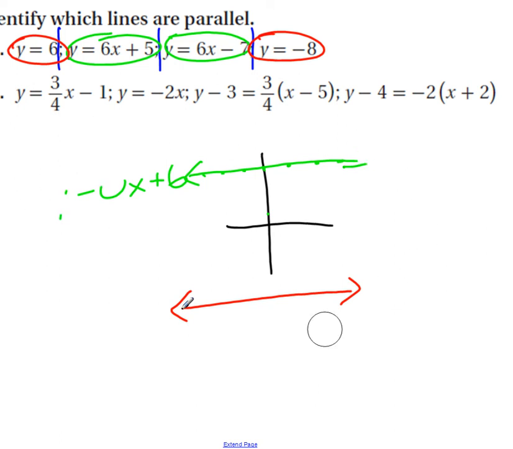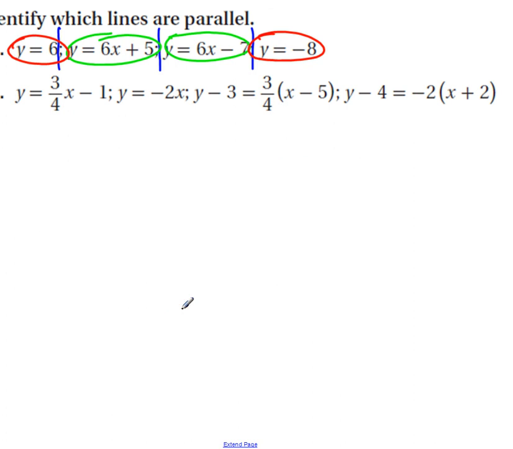All right. This second one is a little bit more involved. What do we notice is different about these ones? They have parentheses in them. So if there's still parentheses, or if y is not by itself, what do we have to do first? We have to get it back into slope-intercept form. So this one's good, this one is not.